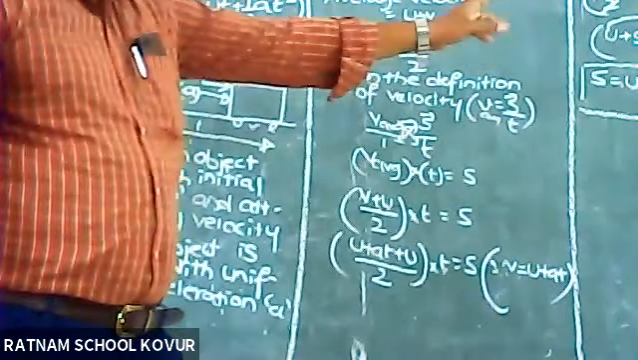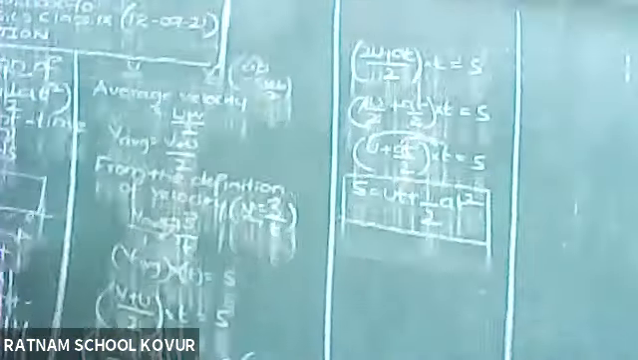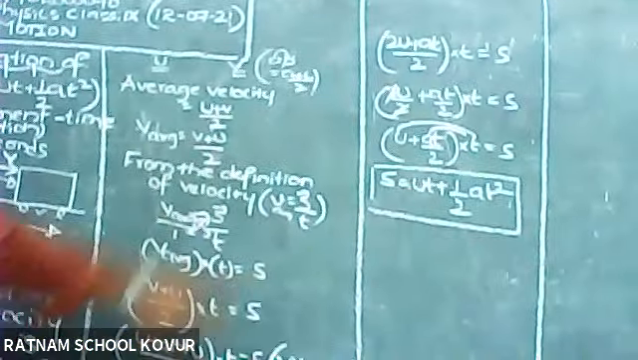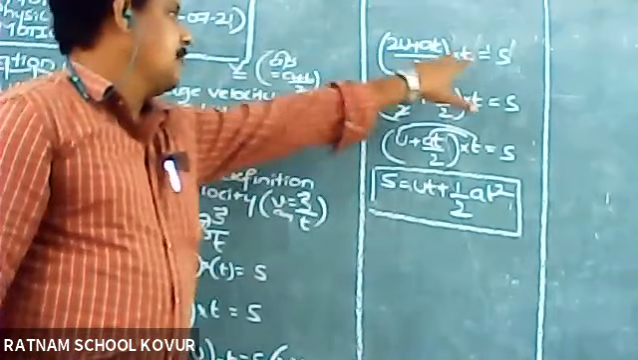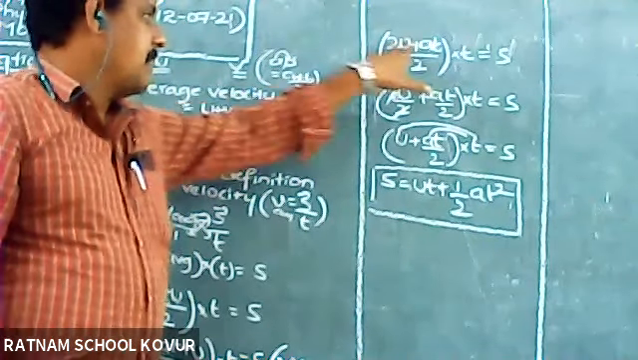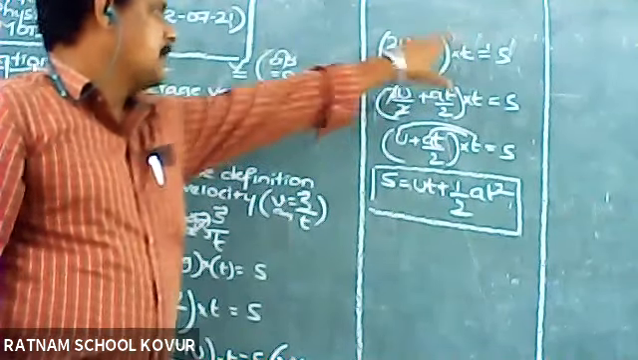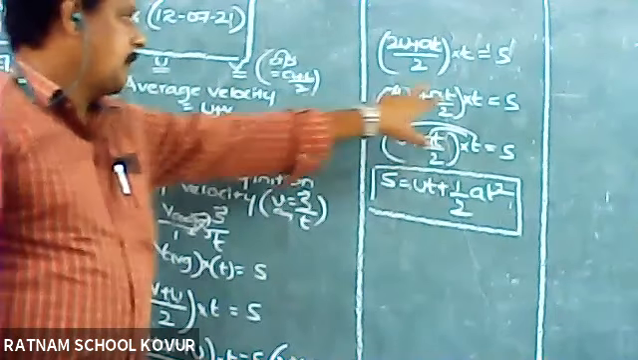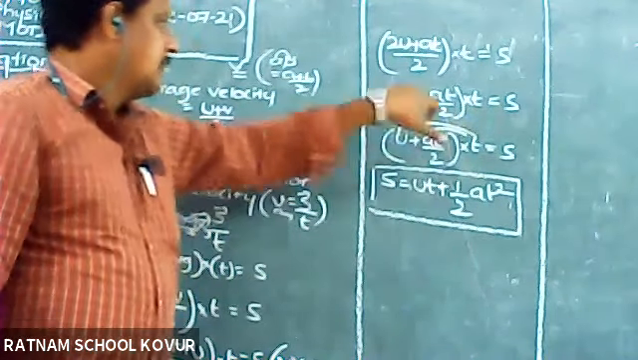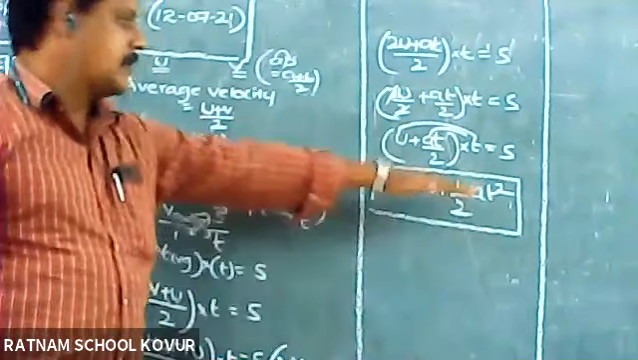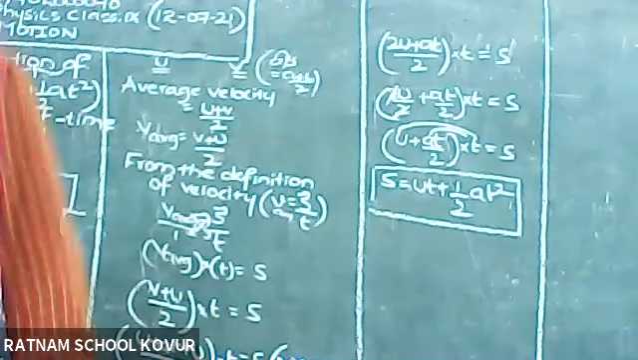Next, u plus u means 2u plus at by 2 into t. This is in the form of LCM: a plus b by 2 means a by 2 plus b by 2. So 2u by 2 plus at by 2 into t. Just after simplifying, I got s is equal to ut plus half at squared.